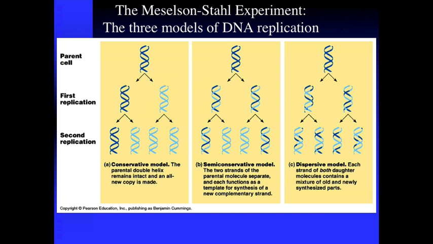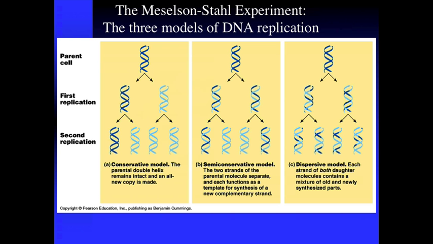So the result of that first round, having grown on light nitrogen, of the semi-conservative and the dispersive is going to give me the exact same result in terms of where they band out. When I do this experiment, I don't get this. I get a medium band. So then I grow them for another generation on light nitrogen.